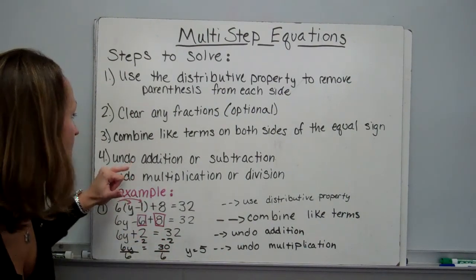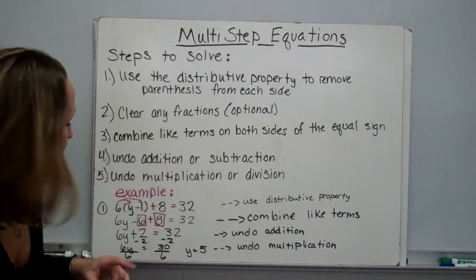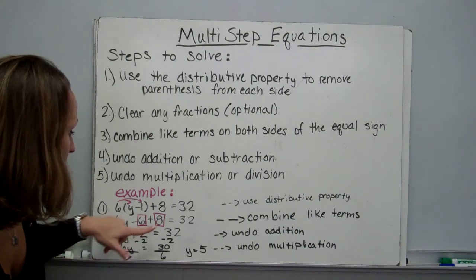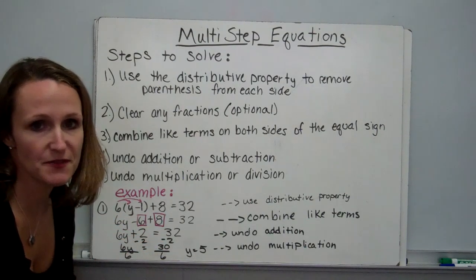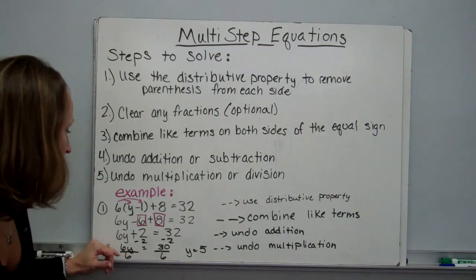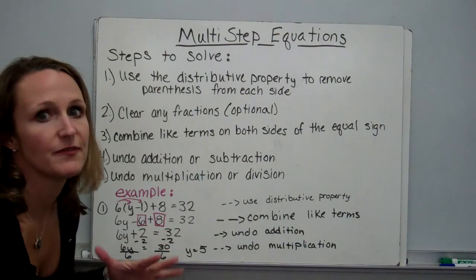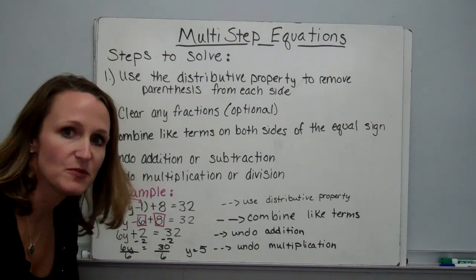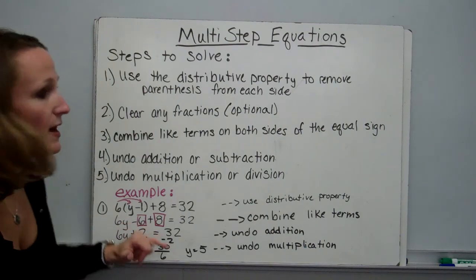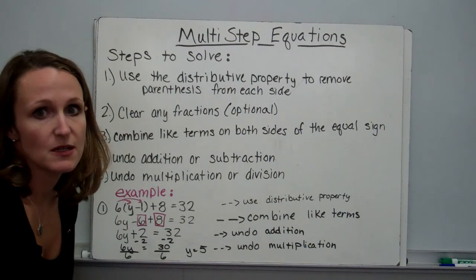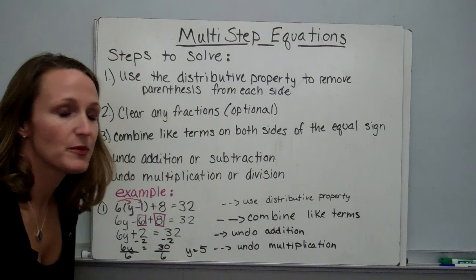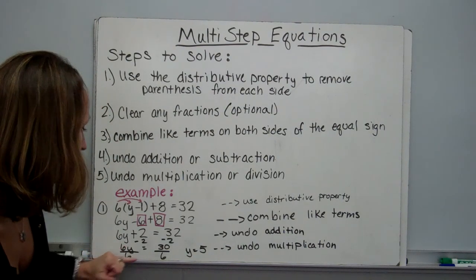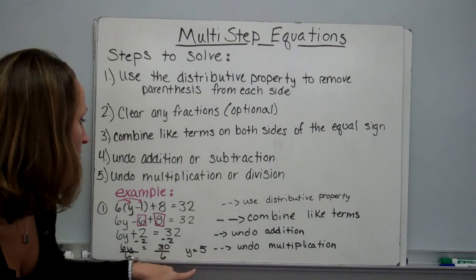The next step, undo addition or subtraction. So I'm going to do minus 2 and minus 2 because that's the inverse of addition, which leaves us with 6y equals 30. The final step is to undo multiplication or division. Well, 6y equals 30 is a multiplication equation, so to undo it, we do division. So we're going to divide both sides by 6, and we get y equals 5.